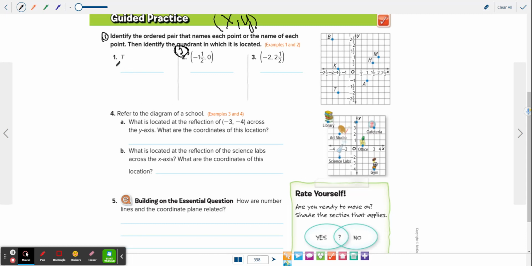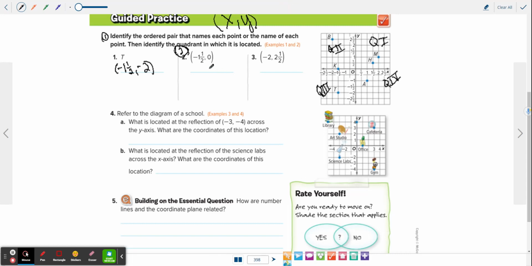For T, we're going to start here at the origin, and it is at negative 1.5. So I'm going to put my parentheses, negative 1.5, comma, and then how far down it is, the y, and it is negative 2. And the quadrant it's in, if you want, you could just label these before you even start, makes it a little bit easier. Quadrant 3, and quadrant 4.